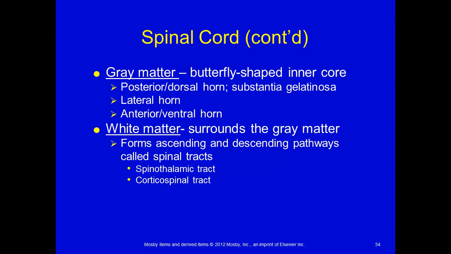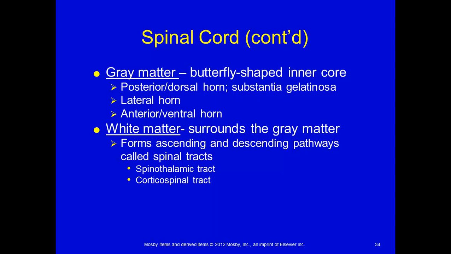is in a butterfly-shaped inner core inside the spinal cord. So in here is the gray matter inside the spinal cord. And the white matter sort of surrounds the gray matter all the way around the rest of the spinal cord. So that's where you see those two different types of matter being housed in the spinal cord.